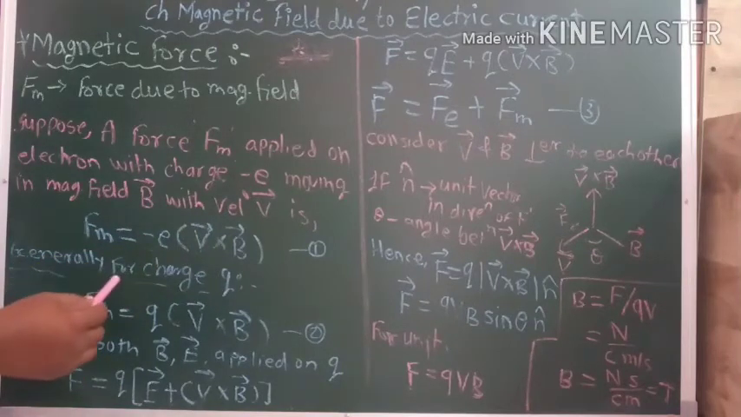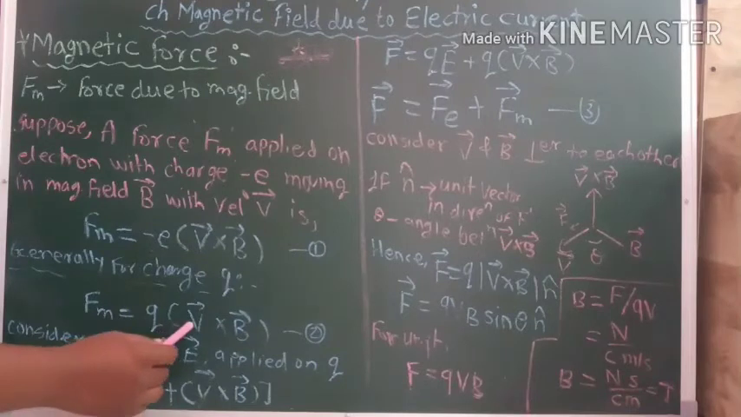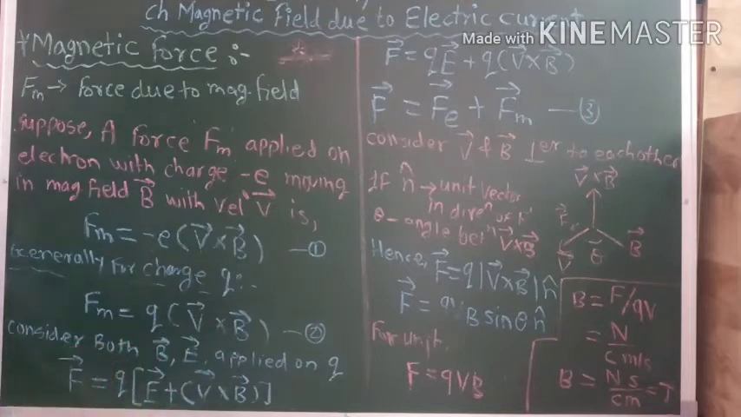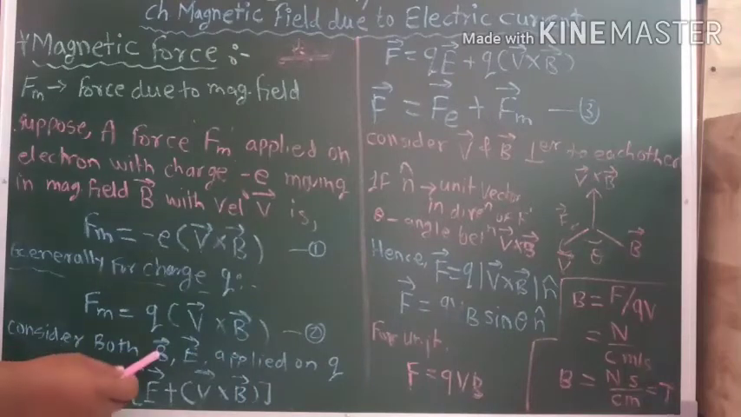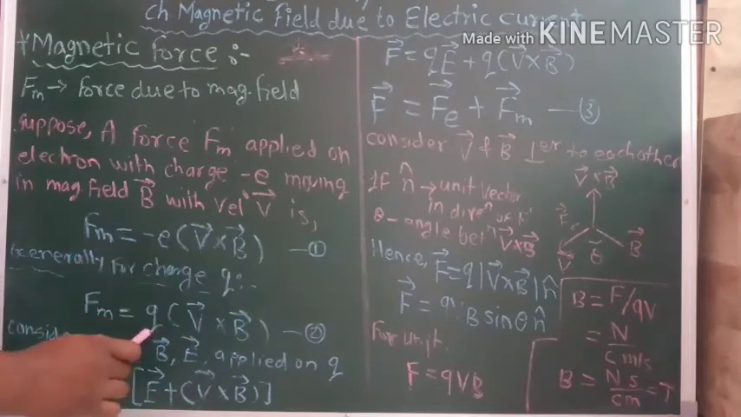Then, generally, for a charge Q, which can be positive or negative, Fm is equal to Q times V vector cross B vector. Here we use the cross product. These are equation one and equation two. Now consider both the magnetic field, B, and the electric field, E, applied on that charge. The magnetic field is applied on that charge, and the electric field is also applied on that charge.